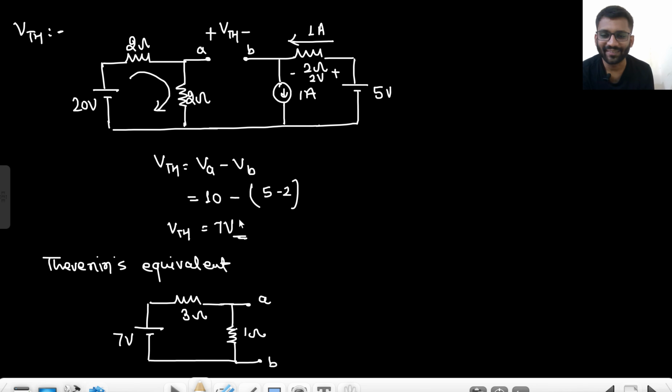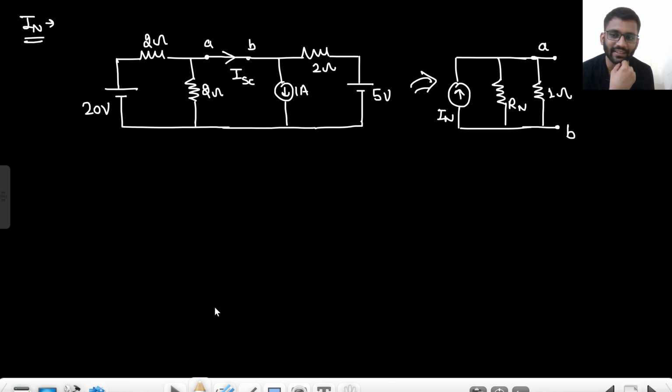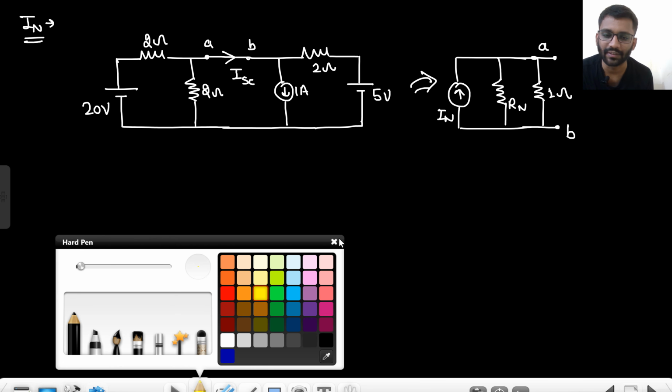Or actually I have the parameters VTH and RTH. So ISC would be 7 by 3, that I already know. ISC would be 7 by 3. But let's just find it by nodal analysis. Let's just assume this is my potential V.